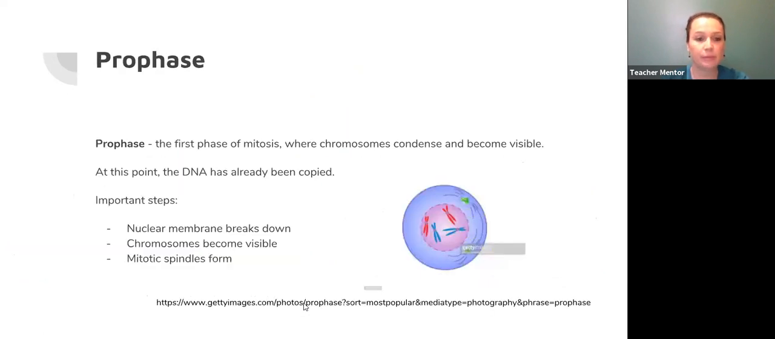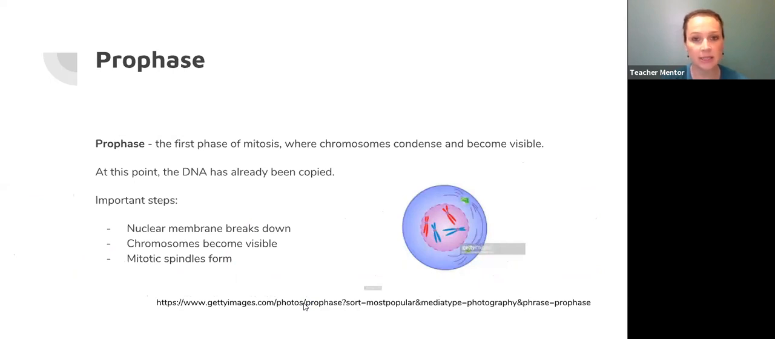Prophase. So prophase is the first phase of mitosis. This is where the chromosomes are going to condense and become visible. We're actually going to, from the interphase, from that bowl of spaghetti, have some more structure where the chromosomes are going to be able to be seen. So again, at this point, the DNA has already been copied.